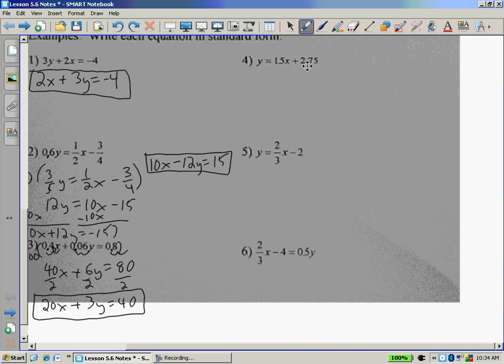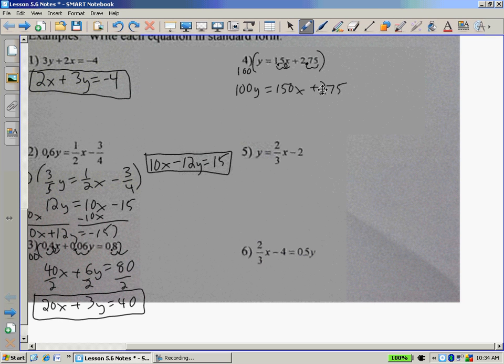Okay, same thing here. We have 1 5/10, 2 75/100. We're going to multiply everything by 100 so that we can move the decimal twice and get rid of this decimal here. And again, I have to move the decimal twice here. That gives me 150x plus 275. I have to multiply the y by 100 as well.